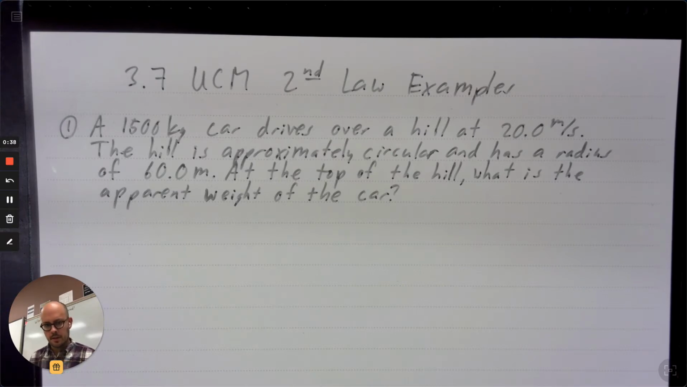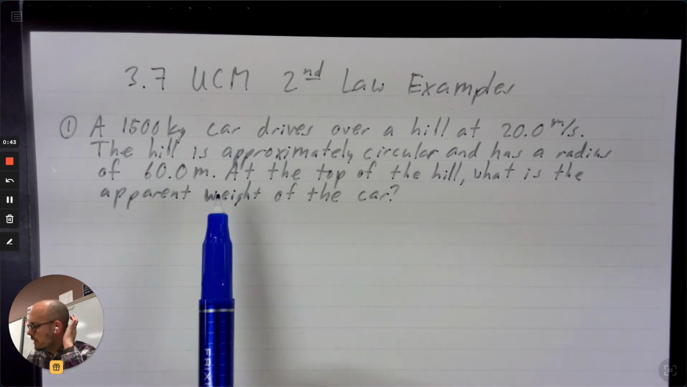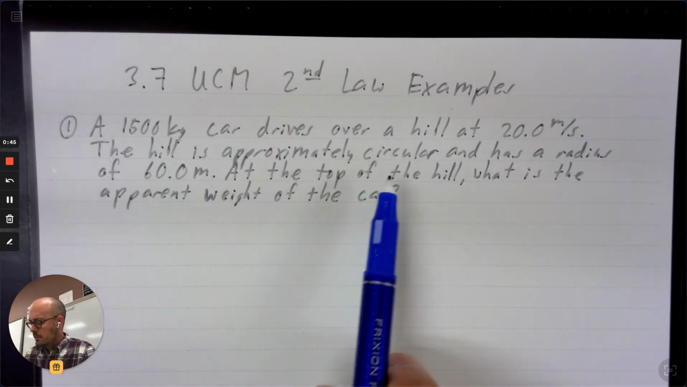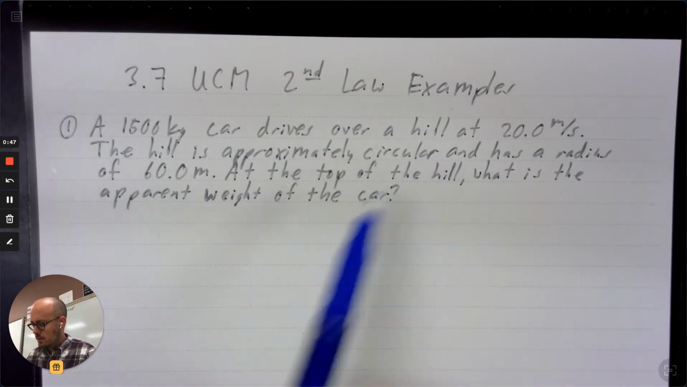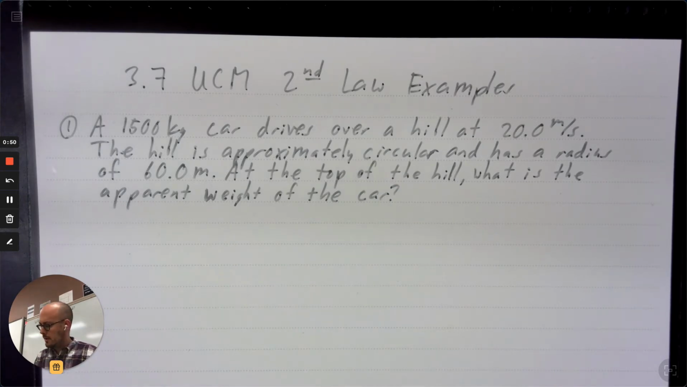So the first one is an apparent weight question. We have a car driving over a hill at a constant speed. The hill is approximately circular and has a radius of 60 meters. At the top of the hill, what is the apparent weight of the car?